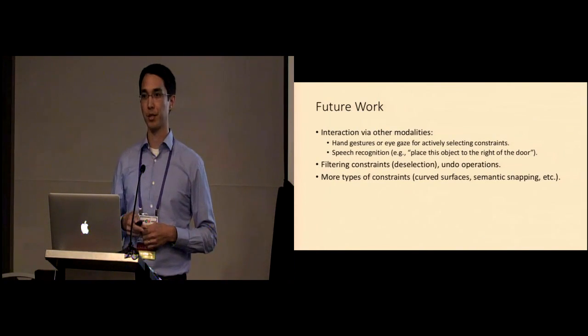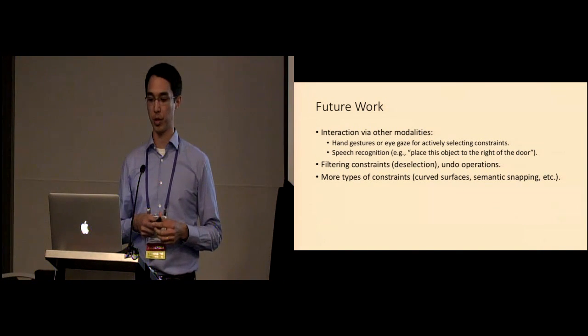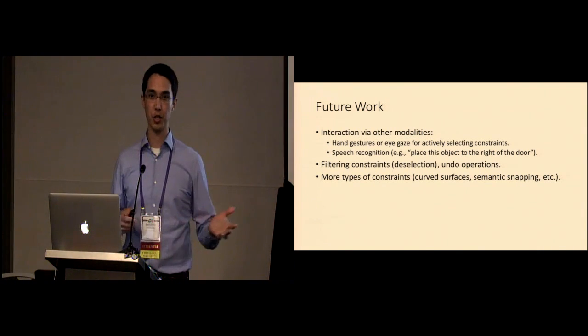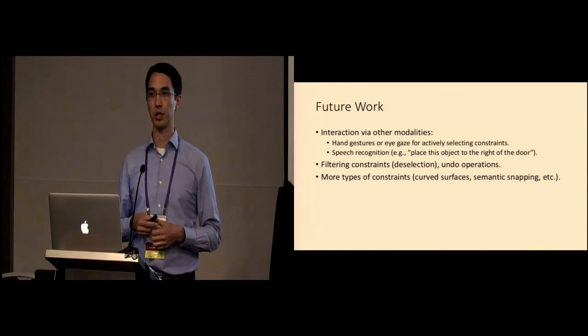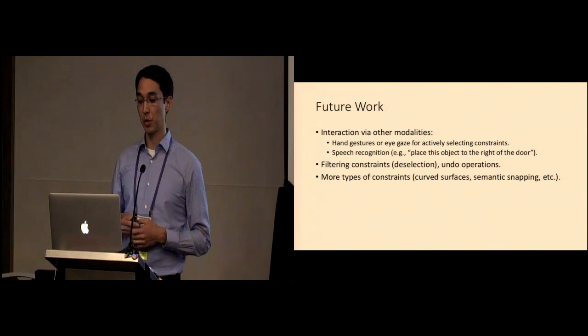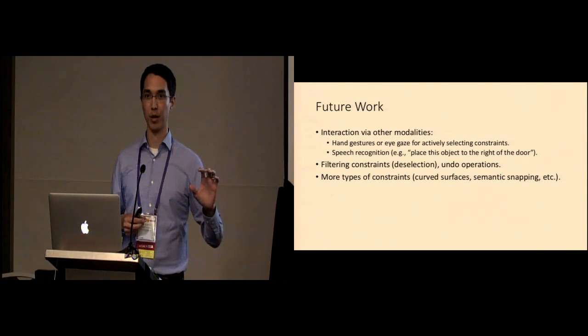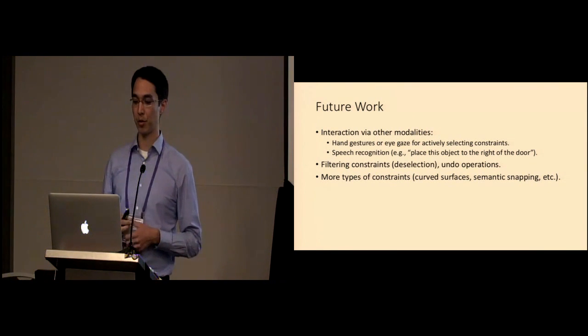And final thoughts. So for future work, we think it would be interesting to explore interaction via other modalities, such as using hand gestures or eye gaze for actively selecting the constraints. You can think about touching the constraints. Speech recognition. If your camera has sensed the environment, wouldn't it be nice if you can just say, place this object to the right, parallel to the right of the door.